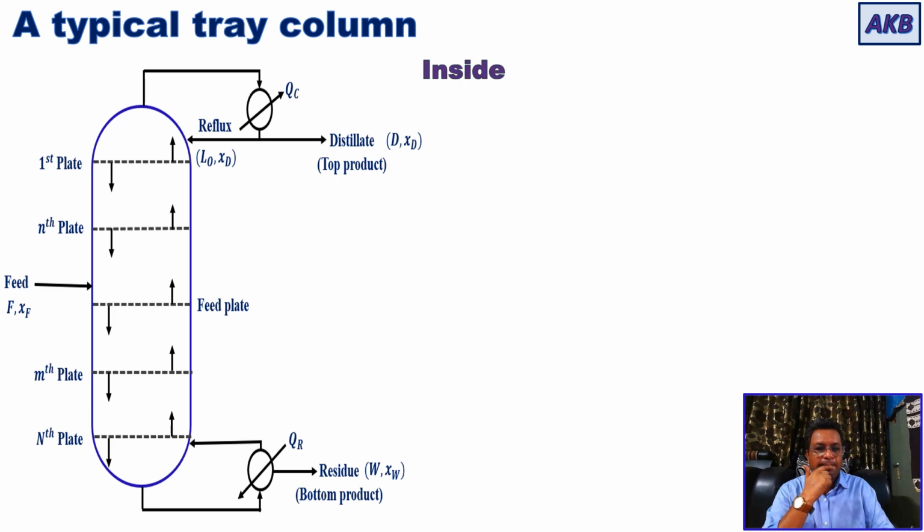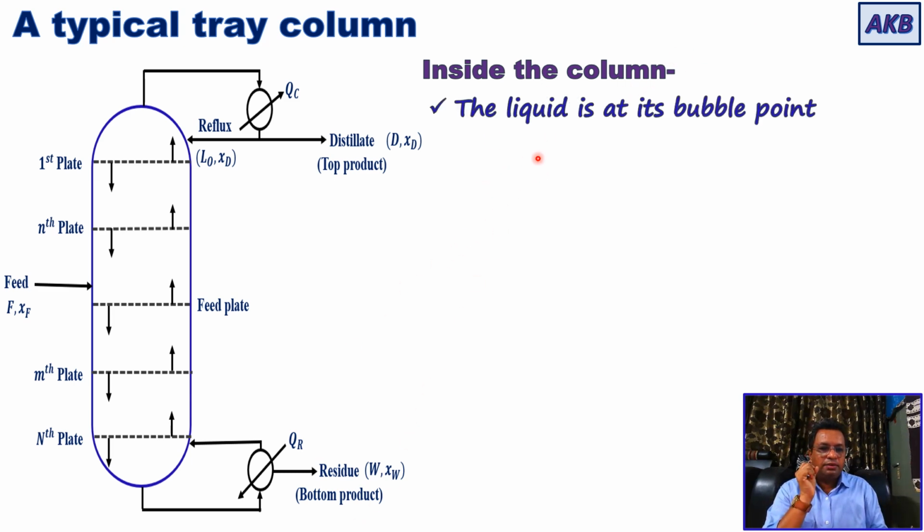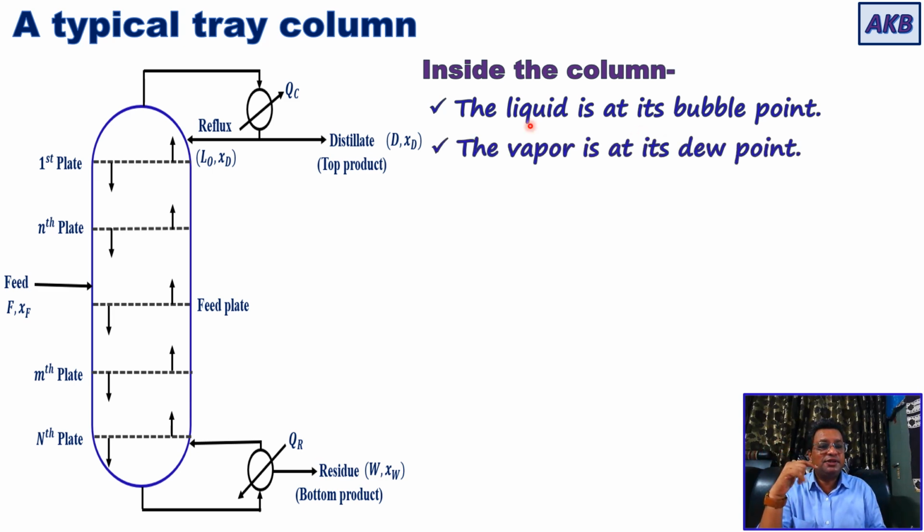Now let us know more about what happens inside the column. Inside the column, the liquid phase is always at its bubble point. You need to remember this. The liquid phase is at its bubble point and the vapor phase is at its dew point. That is, the liquid phase will be on the verge of boiling and the vapor phase will be on the verge of condensing.